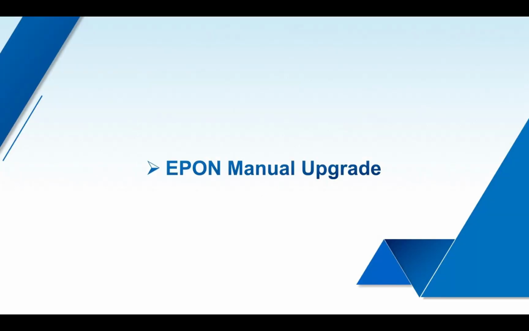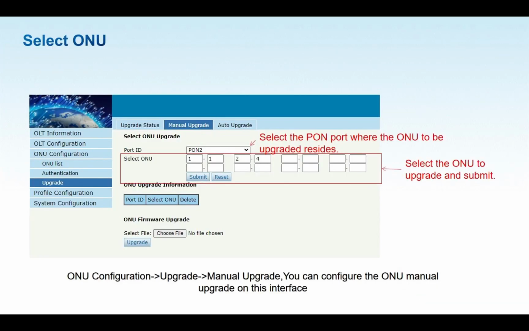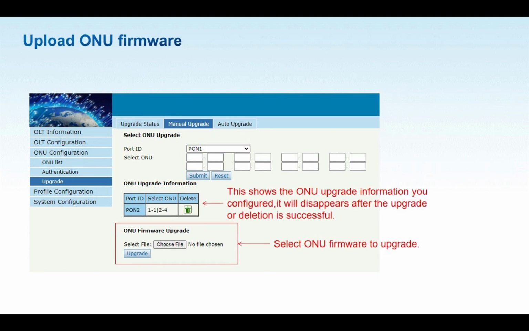EPON manual upgrade. You can configure the ONU manual upgrade on this interface. Select the PON port where the ONU to be upgraded resides. Select the ONU upgrade and submit. This shows the ONU upgrade information you've configured. It will disappear after the upgrade or deletion is successful.